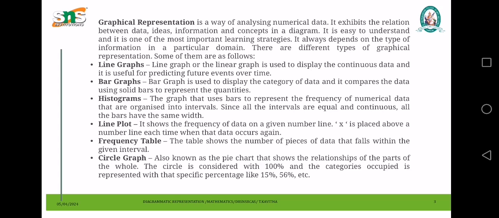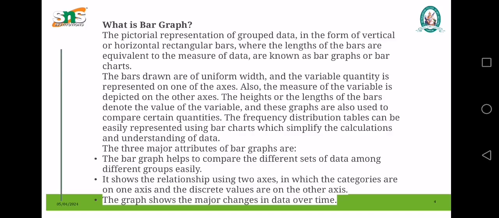Frequency table. The table shows the number of pieces of data that fall within a given interval. Circle graph, also known as the pie chart, shows the relationship of the parts to the whole. The circle is considered as 100% and the categories occupied are represented with specific percentages like 50%, 56%, etc.